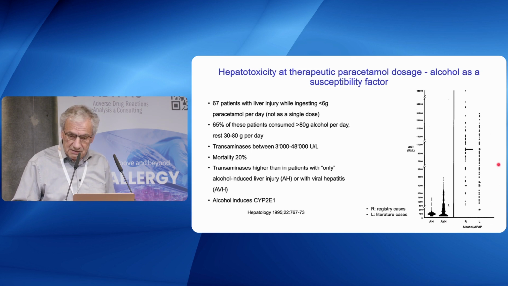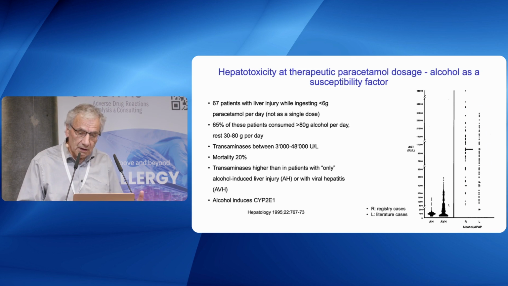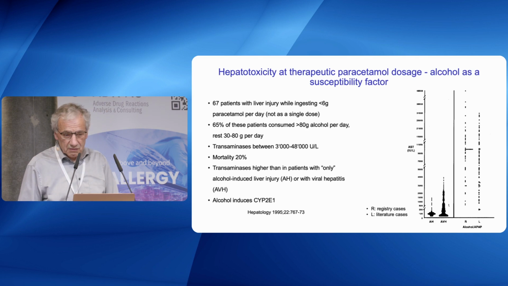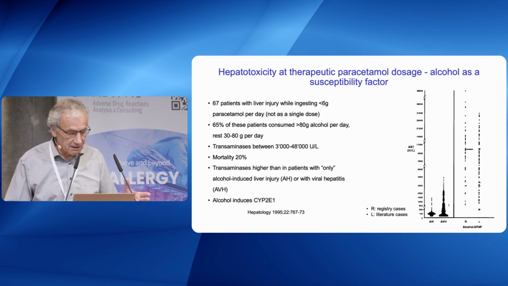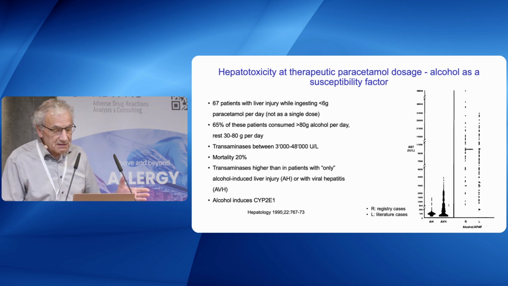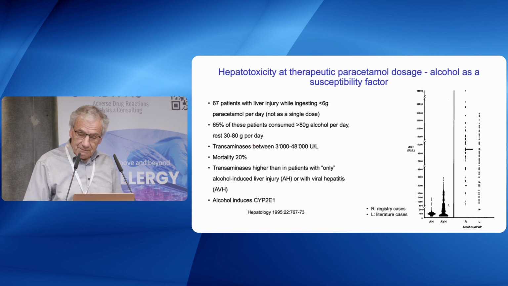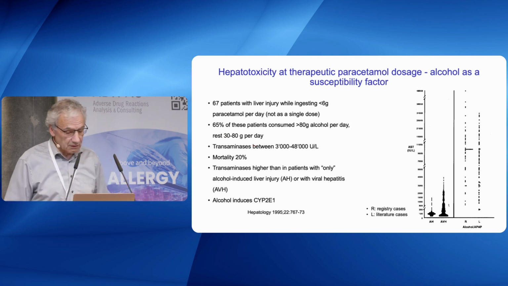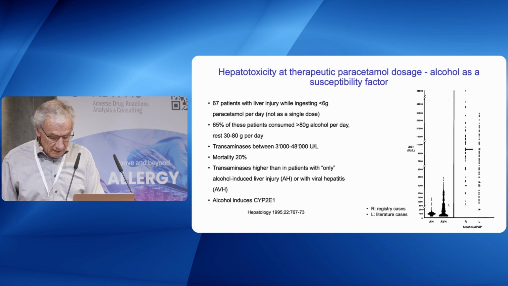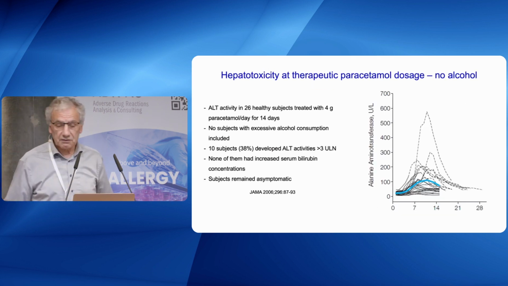And you see that here, these are patients with liver toxicity ingesting less than 6 grams of paracetamol a day, which is usually not toxic, but they drank alcohol between 30 and 80 grams per day. This means 3 to 8 servings, glasses of wine a day. And you see they had high transaminases, a high mortality. And so drinking alcohol is a risk factor that you develop the other type of hepatotoxicity.